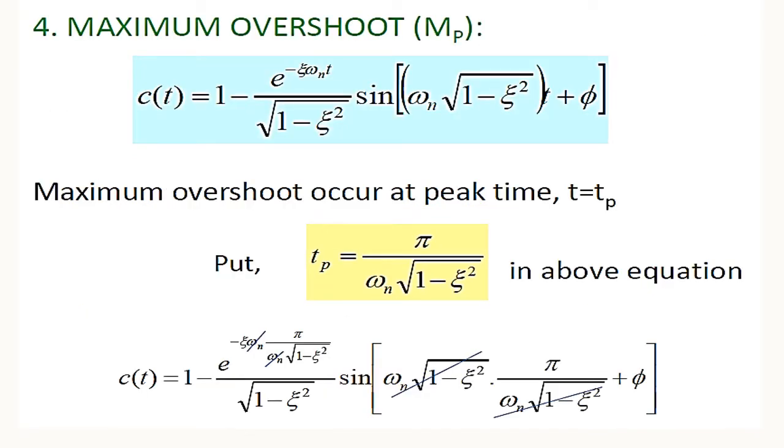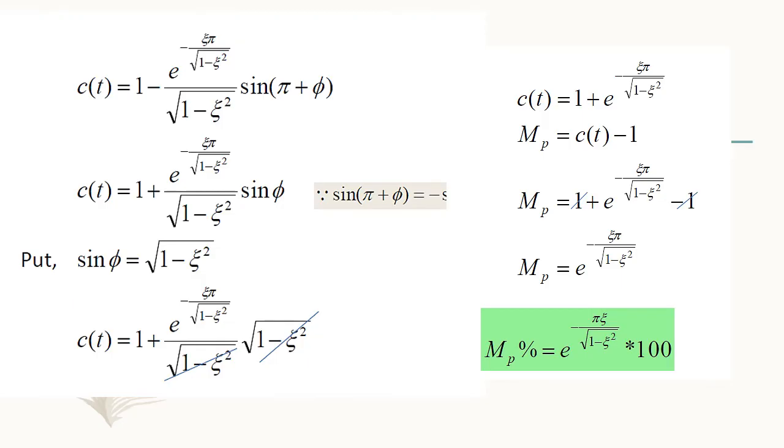Maximum overshoot. To find the maximum overshoot, we'll take t is equal to Tp. The first overshoot exists when t is pi by omega d. So when we substitute these values in the above equation, we get percentage MP as e power minus pi zeta divided by root 1 minus zeta square into 100.